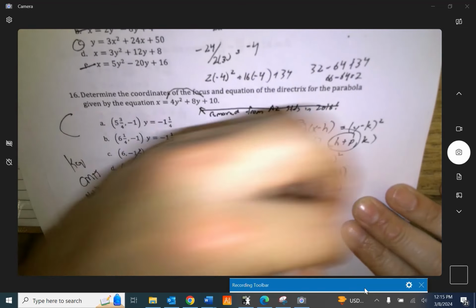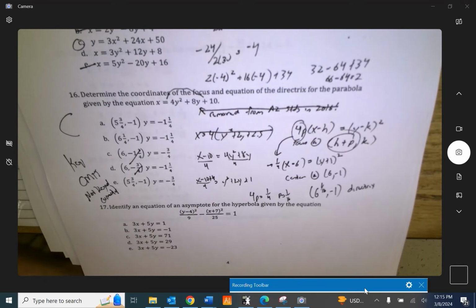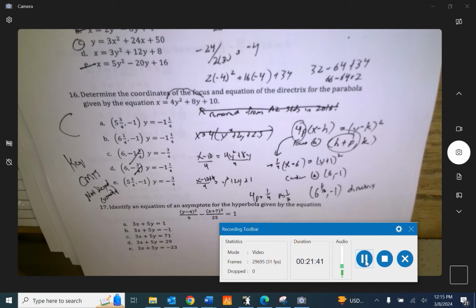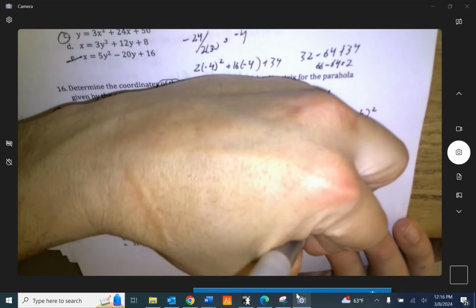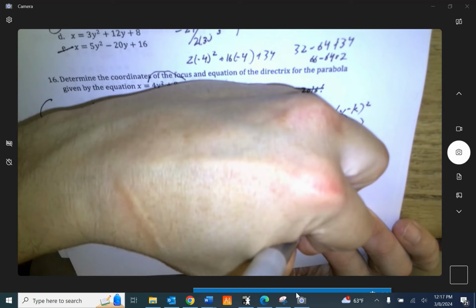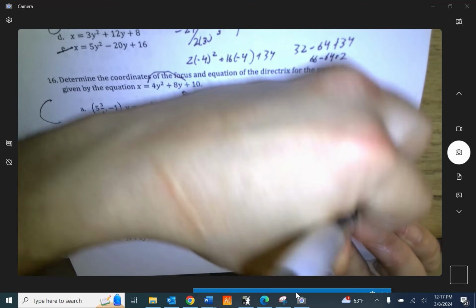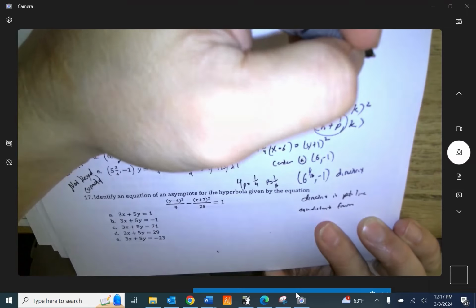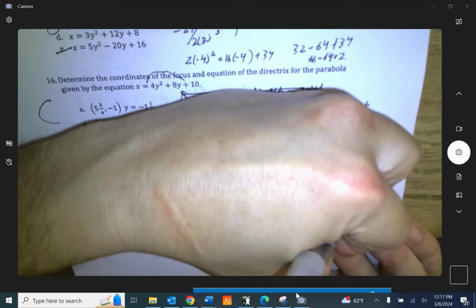Now we got to worry about this directrix. So, give me a second. Let me write down the formula for the directrix. Not waste. I wanted to make sure I was right on this. The directrix is the point, sorry, not the point, is a line equidistant from the center as the focus is.